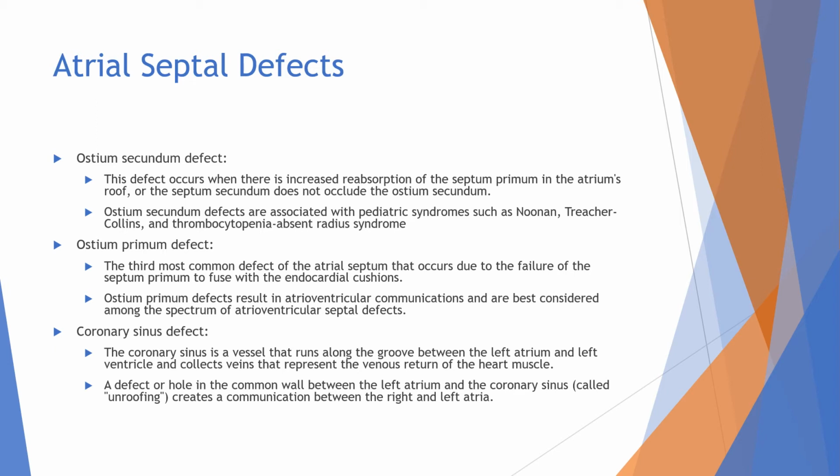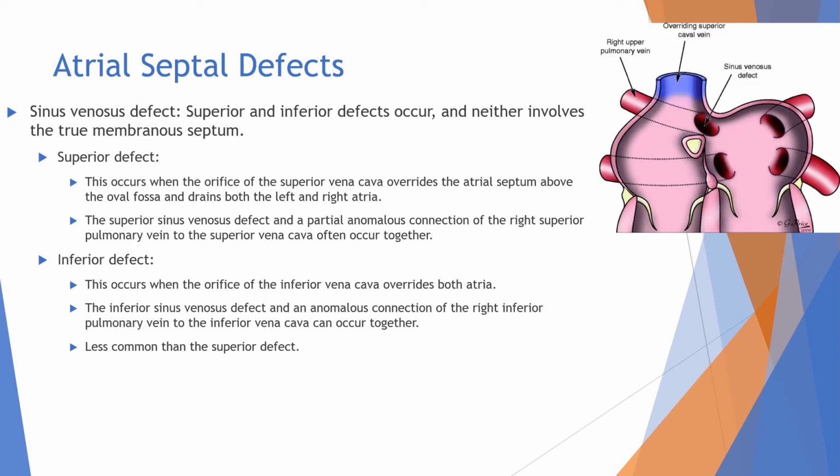The coronary sinus defect. The coronary sinus is a vessel that runs along the groove between the left atrium and the left ventricle, and it collects veins that represent the venous return of the heart muscle. The coronary sinus normally drains into the floor of the right atrium above the septal leaflet of the tricuspid valve. This defect will create a hole between the left atrium and the coronary sinus, and this is called unroofing, and it creates a communication between the left and the right atria.